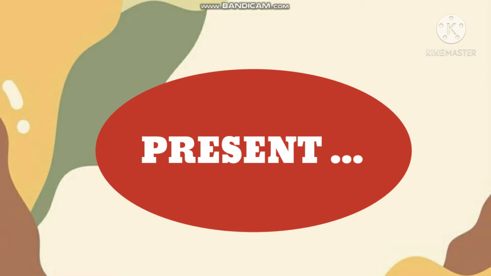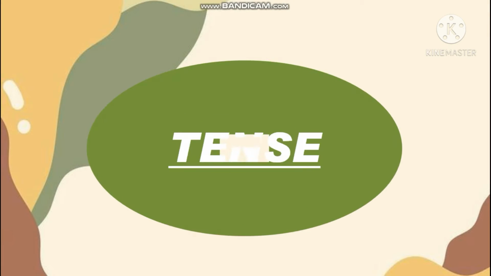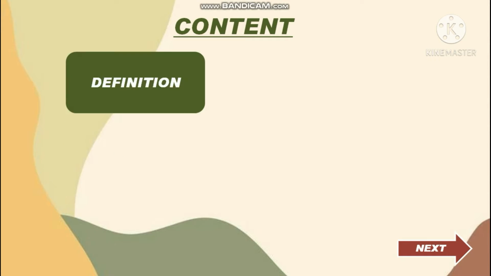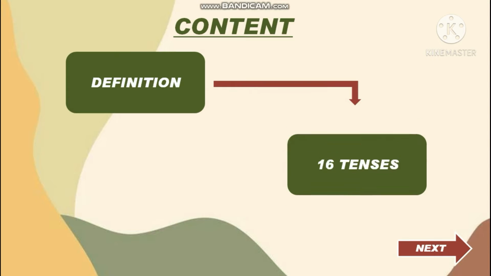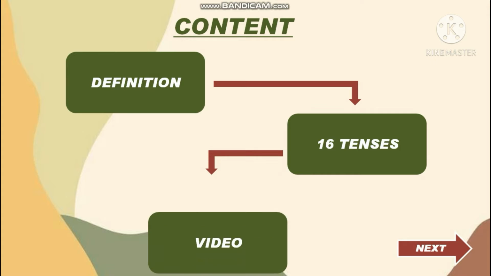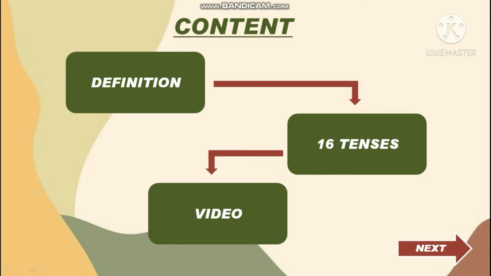So today I'm going to present about tense. In English there are 16 tenses, and here we go. In this video there are three contents that I'm going to discuss. The first is definition, the second one is 16 tenses, and the last is video. So for the first, let's talk about the definition of tense.